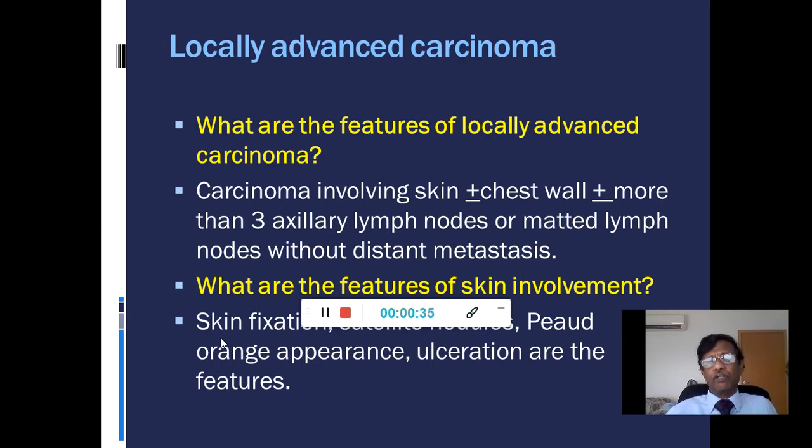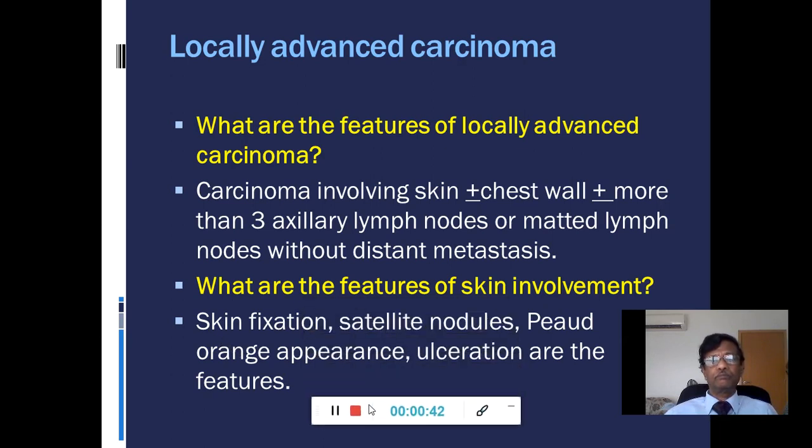What are the features of a locally advanced carcinoma? Carcinoma involving skin plus chest wall plus more than 3 axillary lymph nodes or matted lymph nodes without distant metastasis. Yes, locally advanced carcinoma is involvement of the skin and chest wall plus matted lymph nodes without any distant metastasis. This lymph node should not be more than 3. If it is more than 3, then sometimes the staging will be deferred.